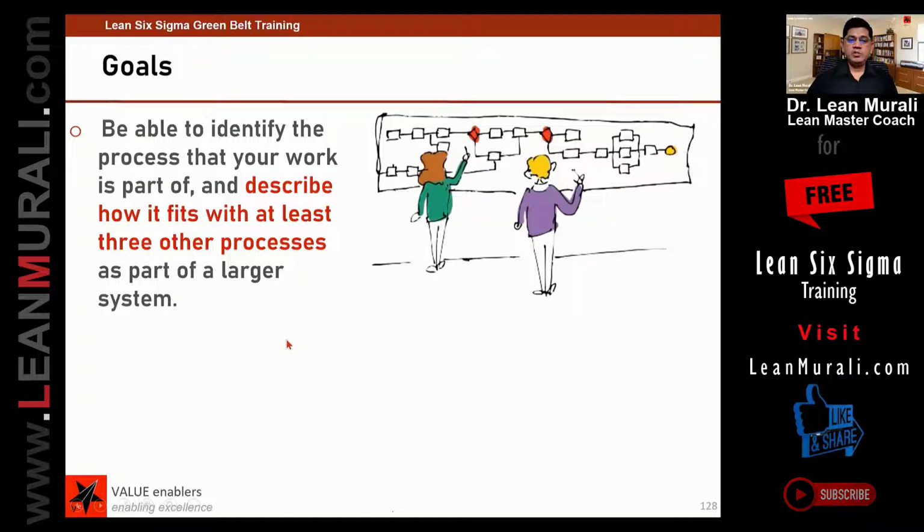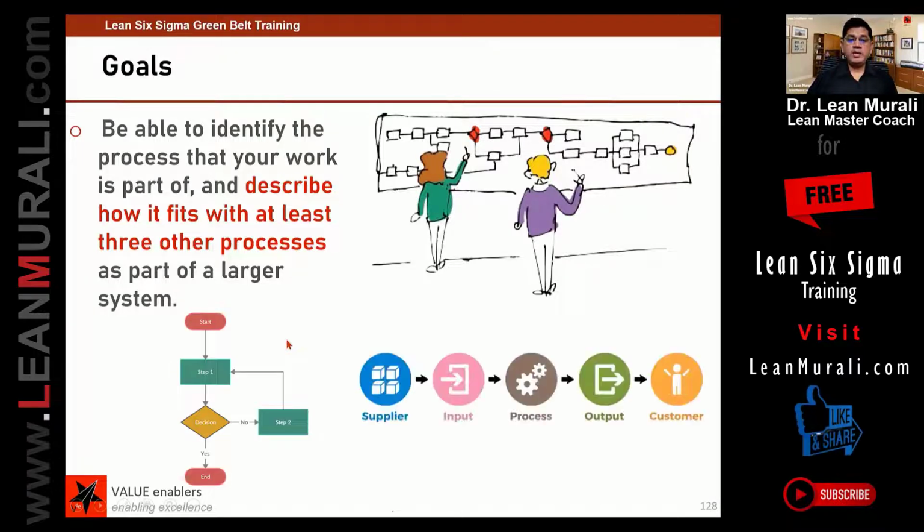Process maps describe how it fits with at least 3 other processes in a larger system. This is just a pointer that I'm giving you for you to understand. Be able to identify the process that your work is part of and describe how it fits with at least 3 processes as a part of a larger system, so that you get an understanding of who you are immediately, who is the next process, previous process.